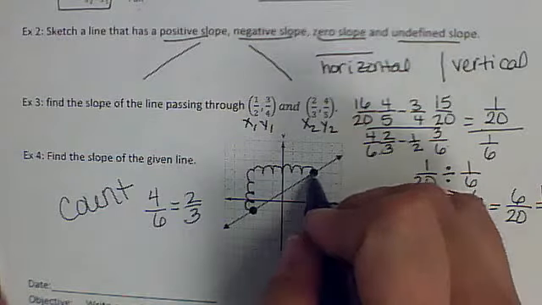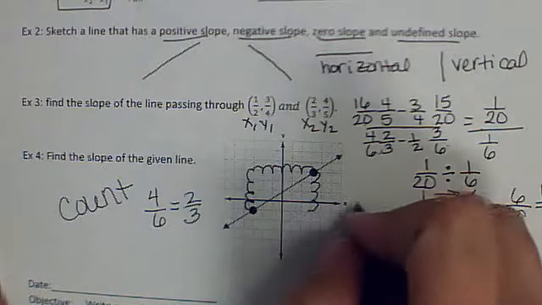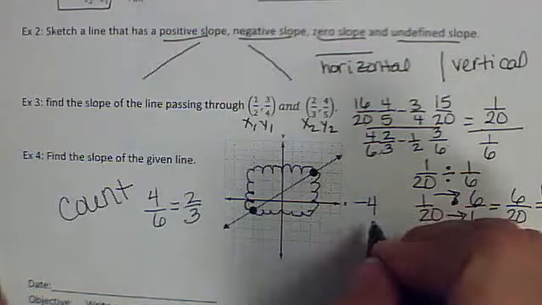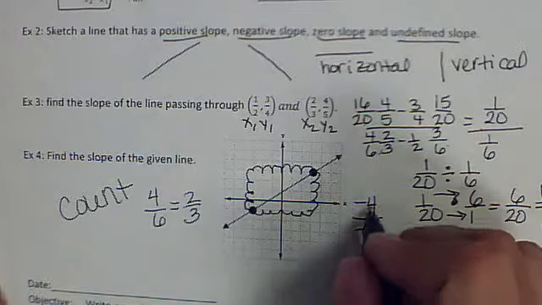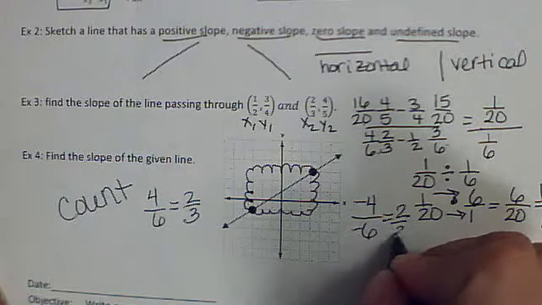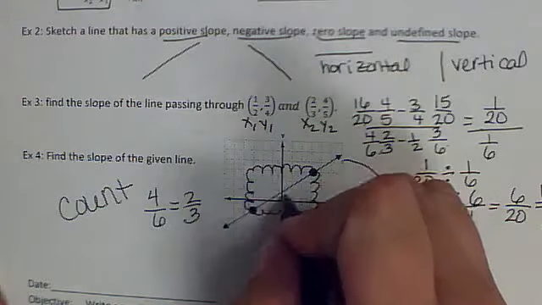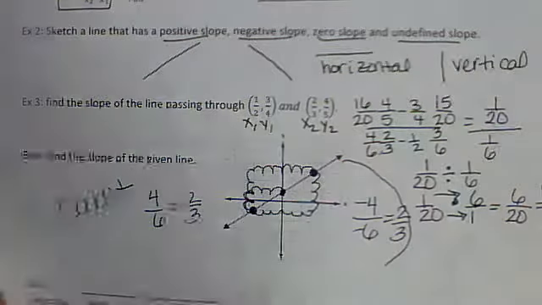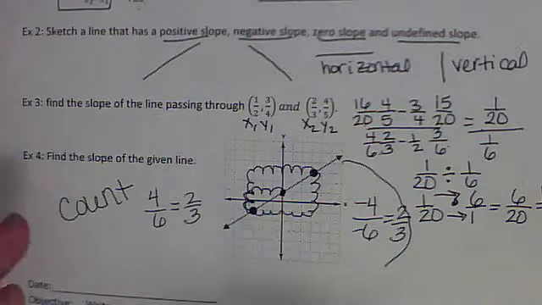Now if I had started over here on the right and wanted to go to the left, I would go down 1, 2, 3, 4, and to the left 1, 2, 3, 4, 5, 6. Both of those are negative, and negative makes a positive. Negative 4 over 6 reduces to positive 2/3. So I get the same answer no matter where I start. If I had used this point in the middle, I would have gotten up 2 and over 3. So I would have gotten the exact same answer.